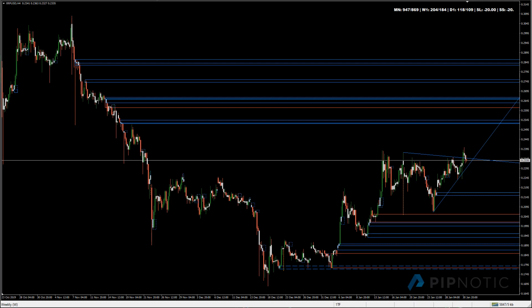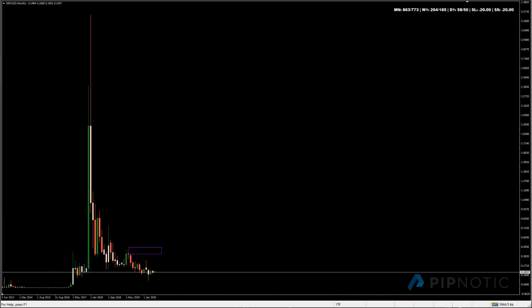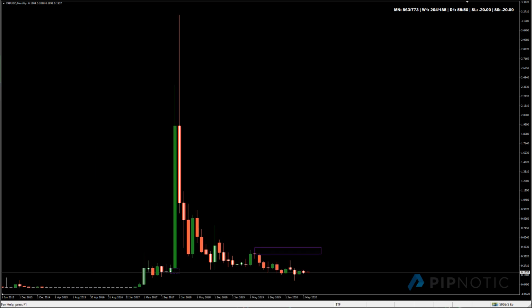So let's have a look at XRP on the monthly chart. What's going on? Wow, we're really low. We're really flirting with these low levels. Let's zoom in. This is that monster candle that departed. The low of it is right there.